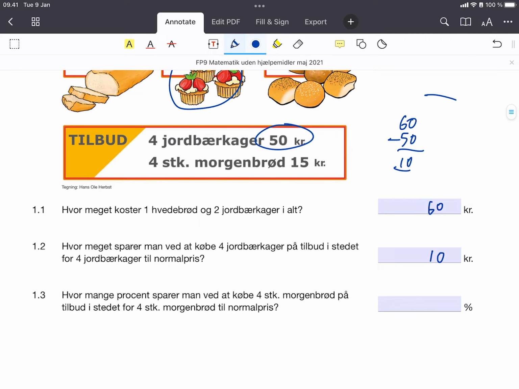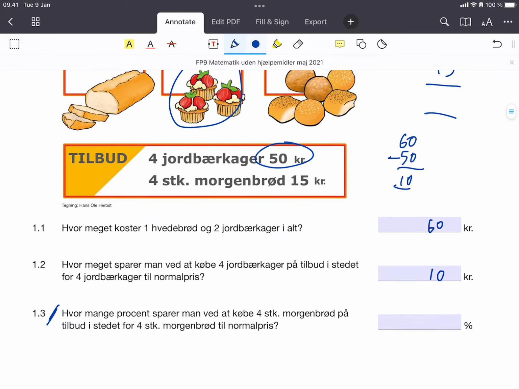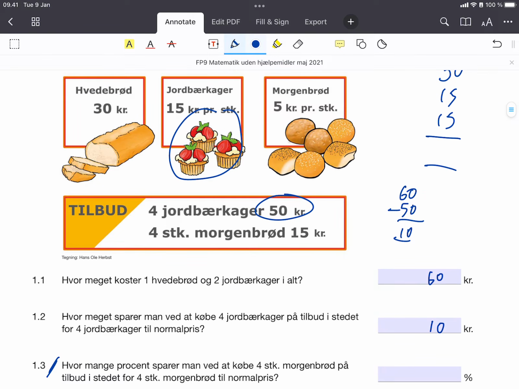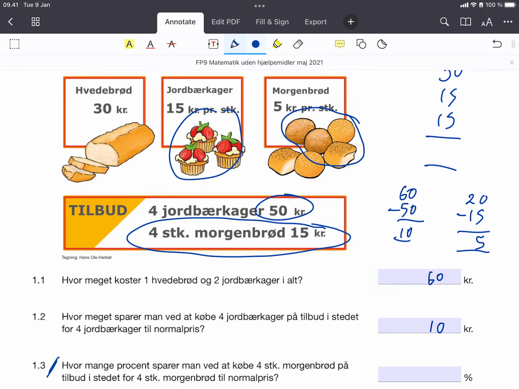Then it says, how many percent do you save by buying 4 rolls on offer instead of 4 at the normal price? So it's the same as the last question really, but it's about the rolls. So 4 cost 15, but 4 at normal price costs 5 kroner each. 5 times 4 is 20. So it's 20 minus 15. You save 5 kroner. But the question is, how many percent? So it's 5 kroner out of the original price as a percent.